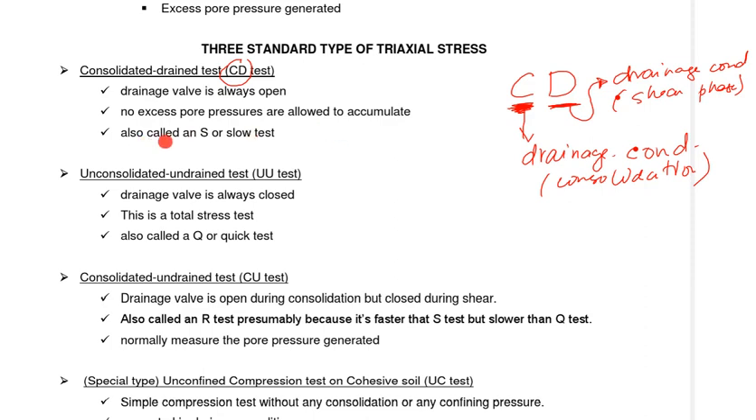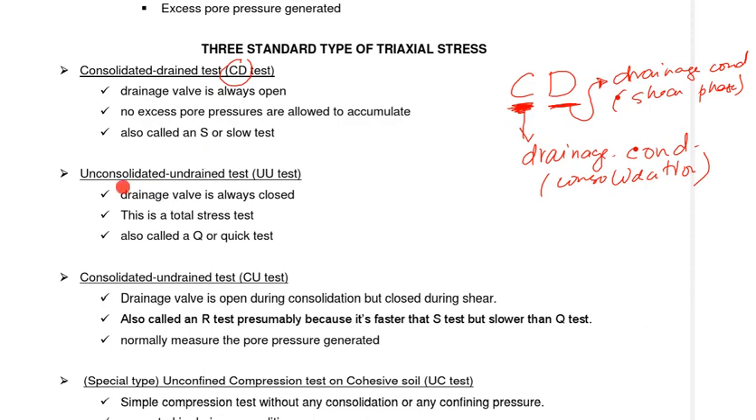So, it is also called an S or slow test, since we have to wait for the consolidation to be completed during yung phase 1 natin, and we have to shear yung ating specimen slowly during yung second phase nung ating test so that no excess pore pressures are generated. So we also call this as S or slow test.